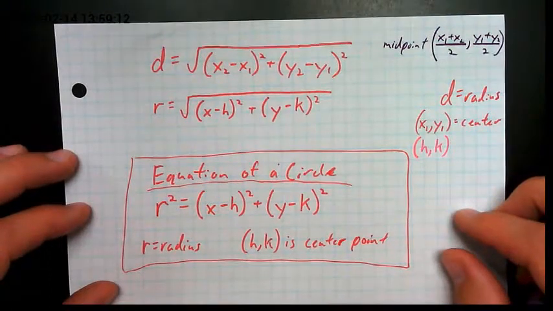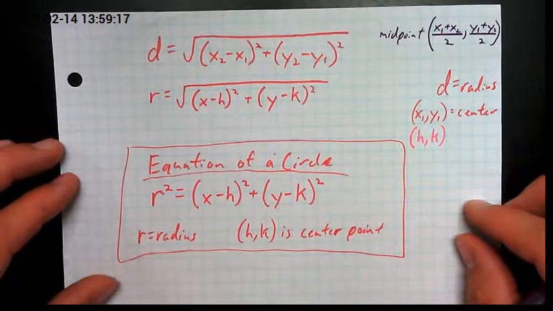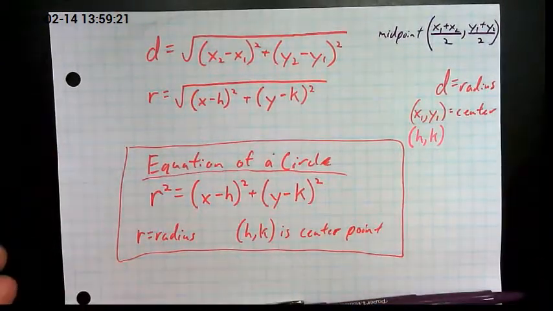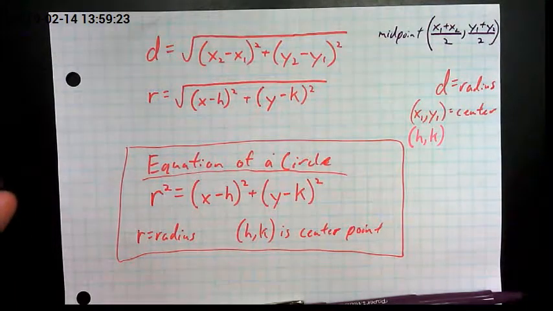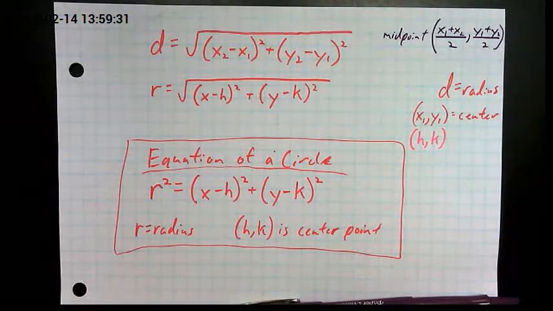Now, how does that help you when it comes to a circle? Well, if you aren't given the center of a circle, the midpoint formula can help you find the center of a circle. What would you have to be given if you didn't have the midpoint, but you're asked to find the center? Diameter, yeah.